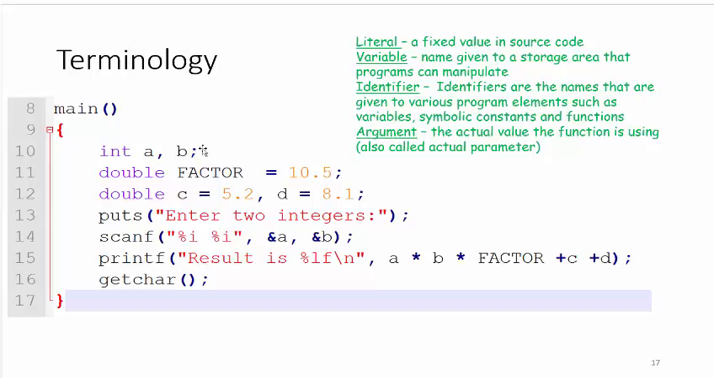Now, also A and B is the identifier for that variable, so it's the name given to that variable. So C and D are variables. You could change the value of C and D if you want because I didn't declare them as a constant.